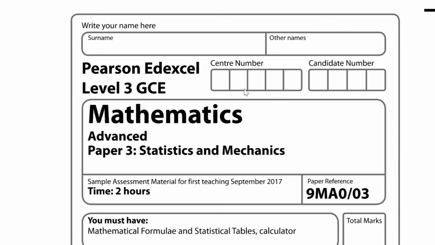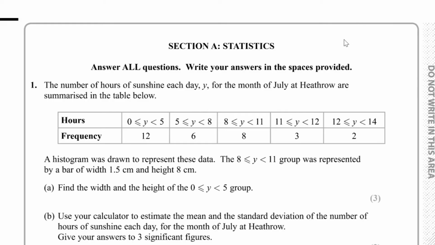This is the Edexcel A-Level Maths Paper 3 covering the Statistics and Mechanics module, and it's from the sample papers. Question number 1. The number of hours of sunshine each day, Y, for the month of July at Heathrow are summarised in the table below. We've got the hours and the frequency.